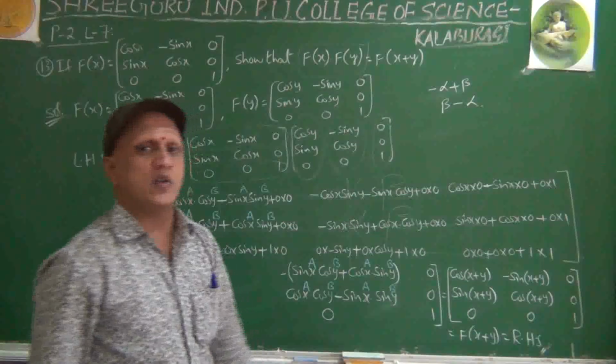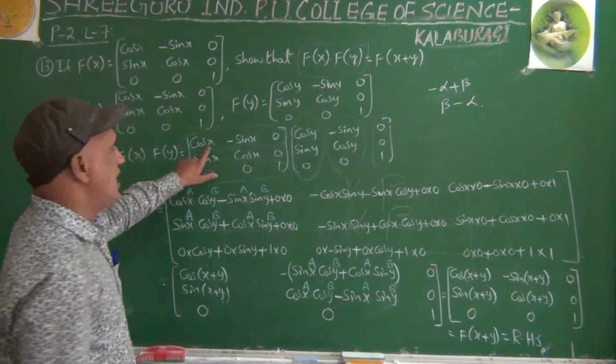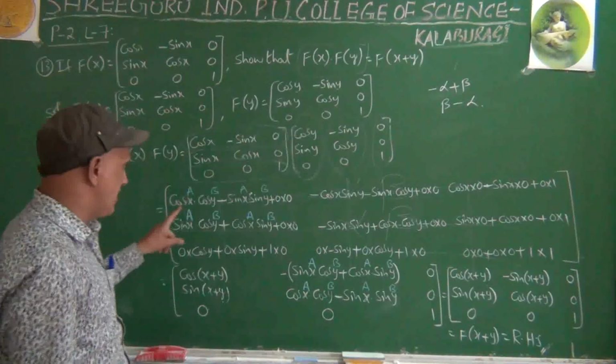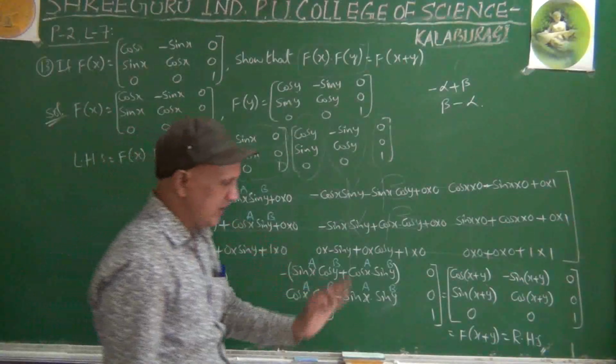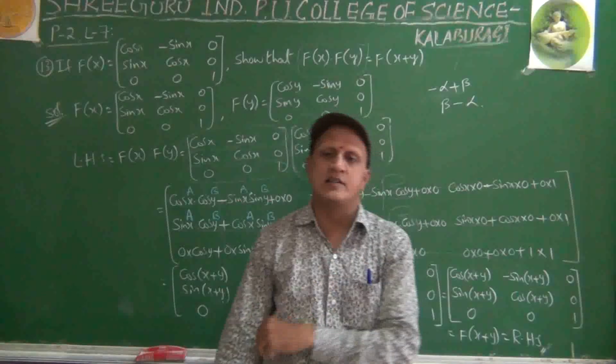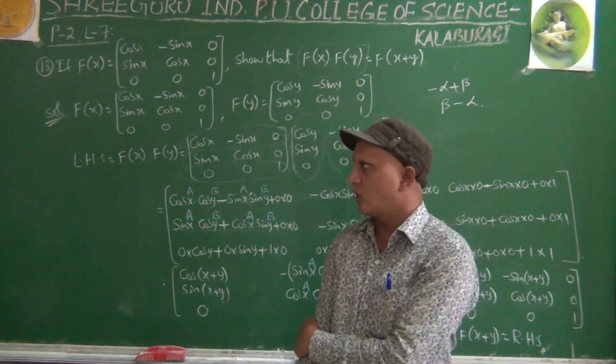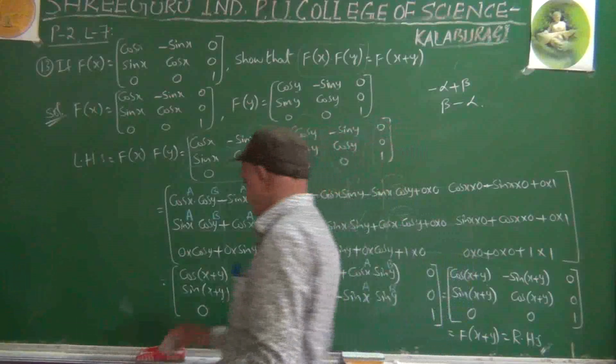In this question, what you have to remember? Cos x into cos y: cos x, cos y only. Don't go and write cos xy. Remember that one carefully.